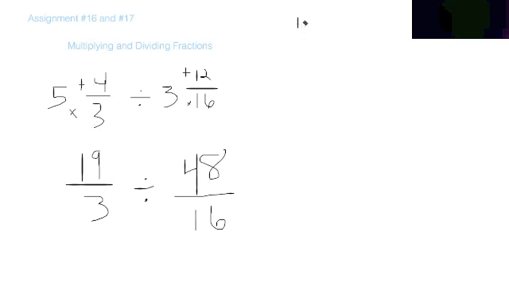So now from here, what you're going to have to do is flip this because this is dividing. So we get the reciprocal of this, and then we just multiply. So now what's going to happen is 16 is going to end up being on top, and 48 is going to be on the bottom. And then this symbol is going to change from dividing to multiply now. And that's how you divide fractions.